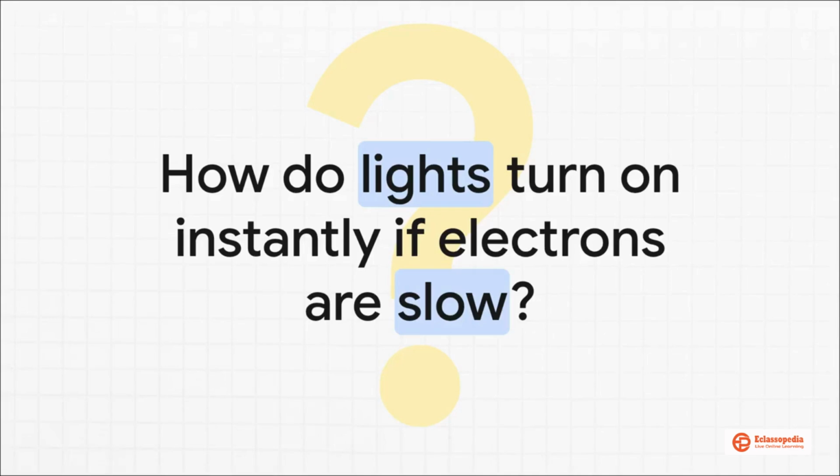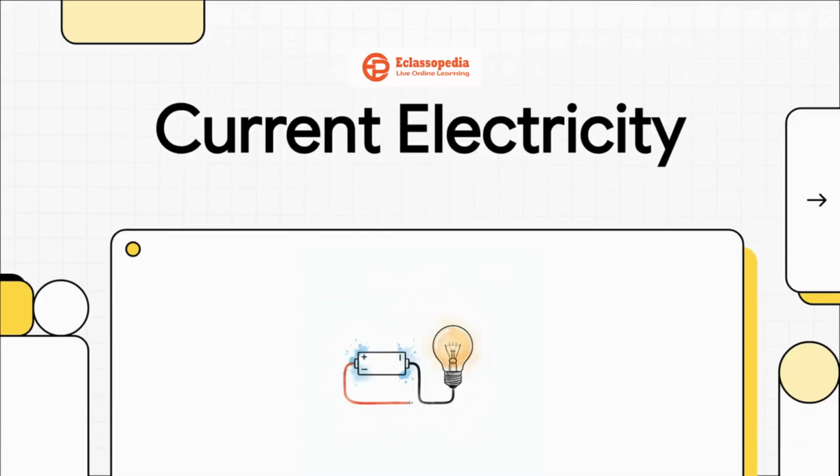Have you ever actually stopped to think about this? If the electrons inside a wire are literally inching along slower than a snail, how on earth does your ceiling light turn on the exact milliseconds you flip the switch? It's kind of a crazy paradox, right? But answering it actually unlocks the secrets of basically our entire modern world. So let's just dive right in.